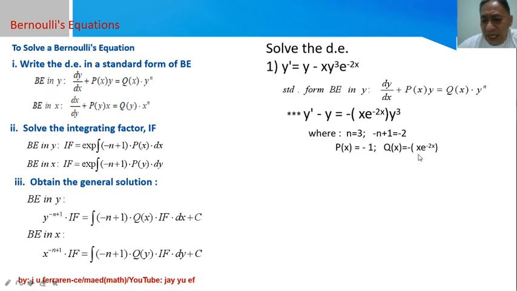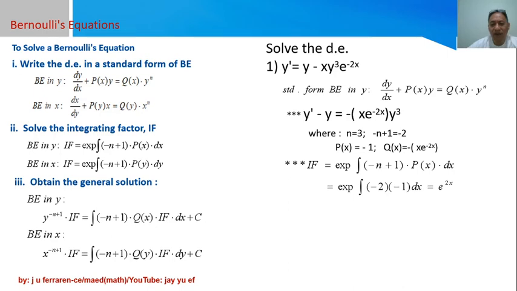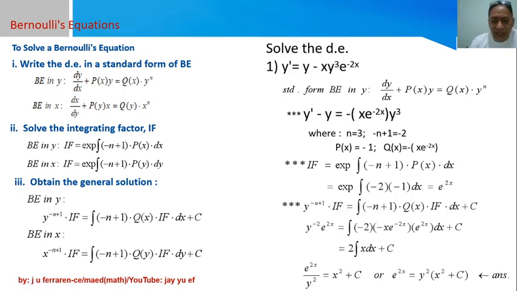Q of x is the product of negative x and exponential of negative 2x. Your n is 3, so minus n plus 1 is minus 3 plus 1, and that's minus 2. So you can now proceed with the IF. IF is equal to exponential of the integral of minus n plus 1 times P of x dx. So you do the substitution: that's minus 2, and P of x is minus 1, is that right? Then you have a dx. When you integrate this, that will give you exponential 2x because the integral of this is 2x. So after knowing the IF, you can now proceed with the general solution.